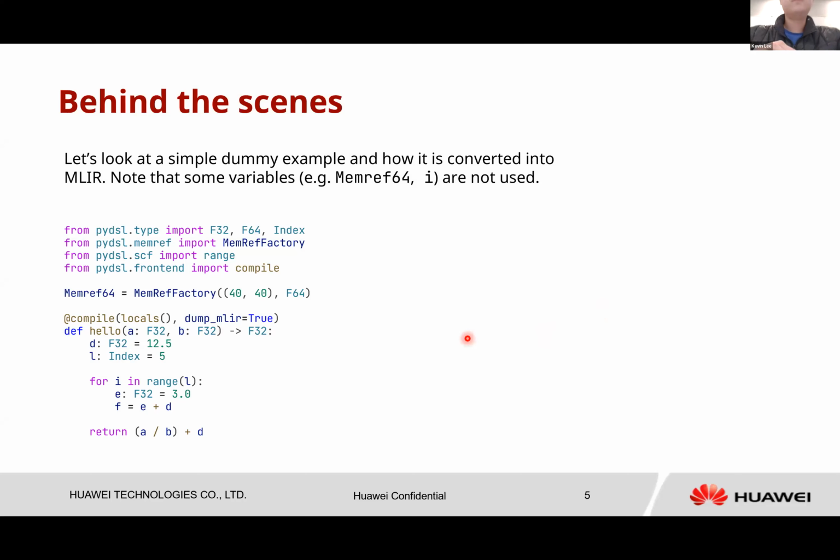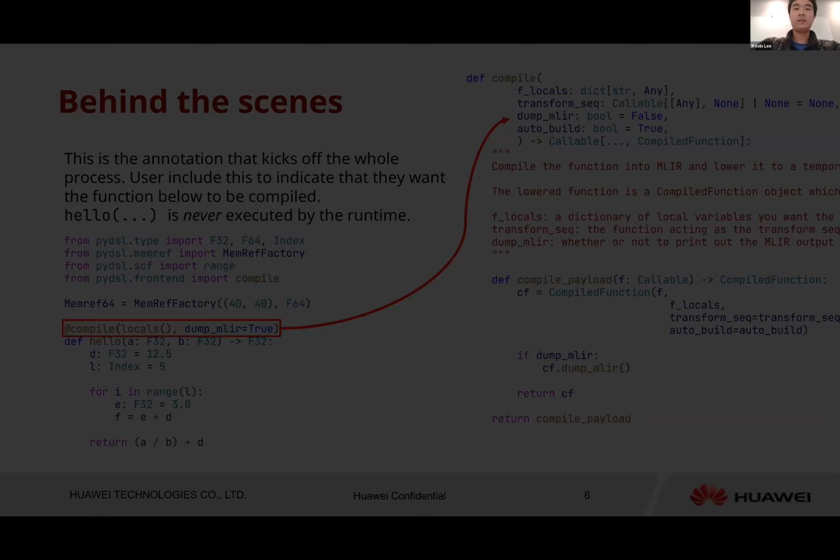All right. So now I'm going to show you what is going on behind the scenes, a rough overview of what the compiler is doing. For that, I created a really simple dummy program that I'm going to walk through. Some of the variables are not actually used, like memref 64. That's a type that's generated from the memref factory, but those are not used. We'll see later why I included those.